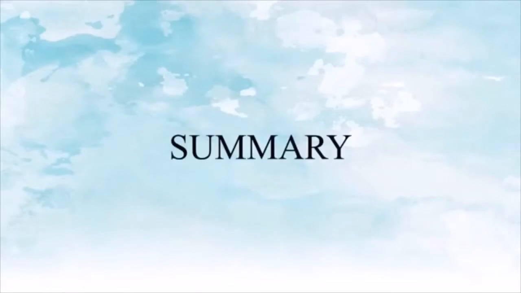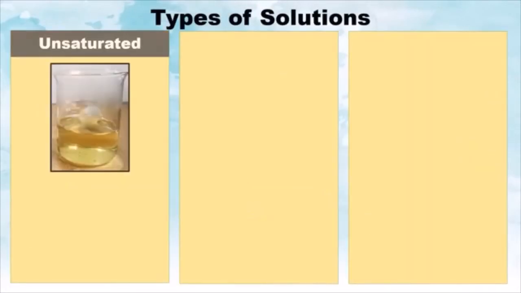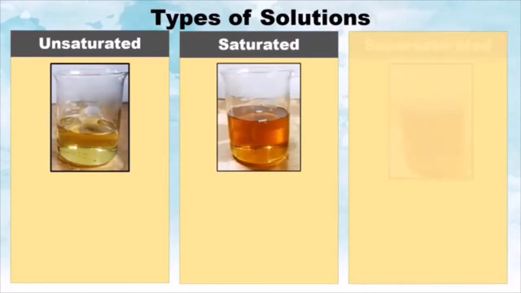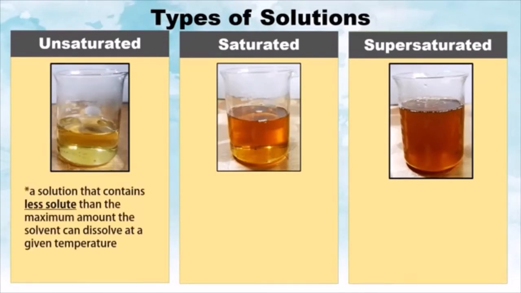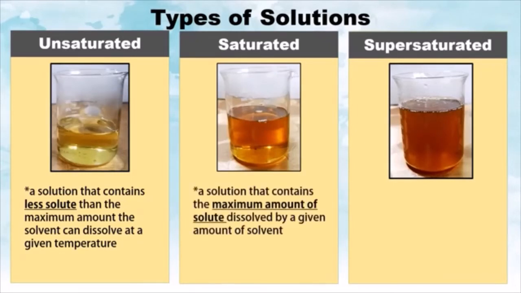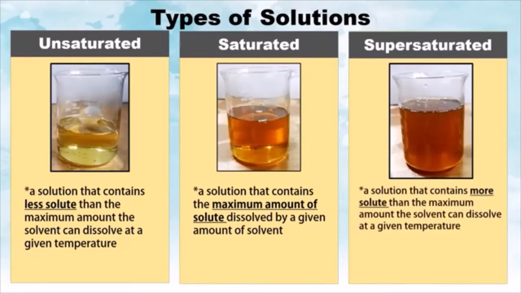Let us sum up. The three types of solutions are unsaturated, saturated, and supersaturated solutions. Unsaturated solution is a solution that contains less solute than the maximum amount the solvent can dissolve at a given temperature. Saturated solution is a solution that contains the maximum amount of solute dissolved by a given amount of solvent. Supersaturated solution is a solution that contains more solute than the maximum amount the solvent can dissolve at a given temperature.